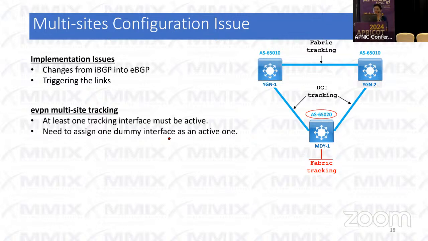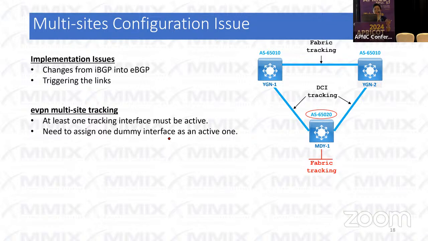Every participating router, especially what they call the border gateway router, must have this tracking interface active. If it is not, it will not work. In this diagram, we can do tracking for the Yangon network. We have a link between two switches, switch 1 and switch 2, so we can point the inter-switch link as the fabric tracking. But for Mandalay, I don't have any link because Mandalay is only one switch. So I didn't configure it, and my network didn't work.